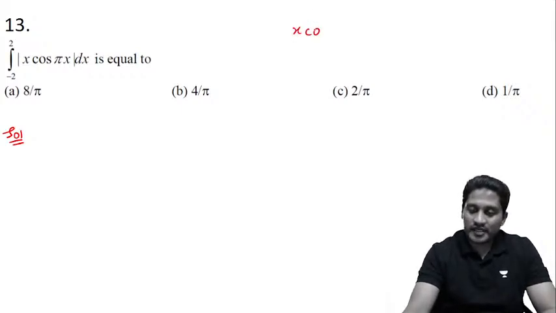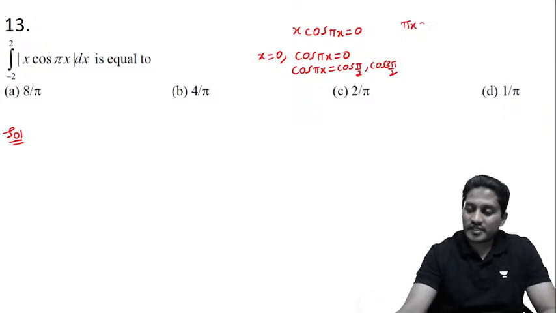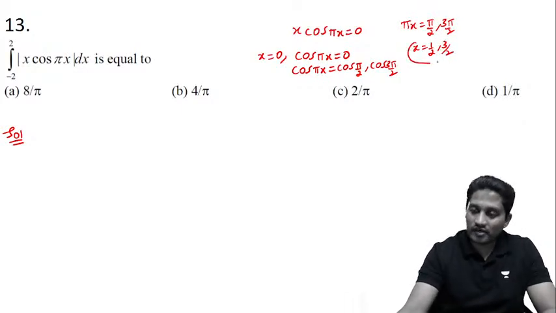I'll put x into cos pi x equal to 0, because of the mod, so I need to find all the intervals. If I equate to 0, x is equal to 0 and cos pi x is equal to 0. Cos pi x is equal to 0 means it will equal cos pi by 2, cos 3 pi by 2, cos 5 pi by 2 and so on. So pi x is equal to pi by 2 and 3 pi by 2. If I divide by pi, x is equal to half and x is equal to 3 by 2.